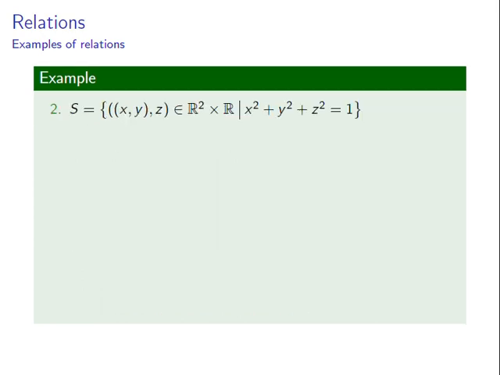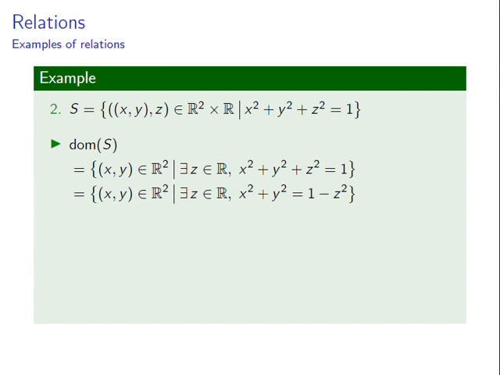Consider the relation S from R squared to R consisting of ordered pairs ((x, y), z) such that x squared plus y squared plus z squared equals 1. The domain of S is the set of all ordered pairs (x, y) of real numbers with the property that for some real number z, x squared plus y squared plus z squared equals 1. Or equivalently, x squared plus y squared equals 1 minus z squared.